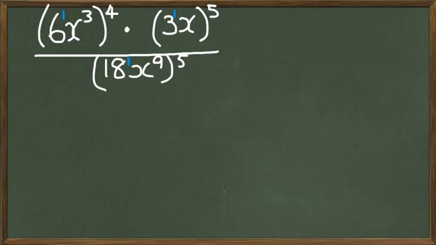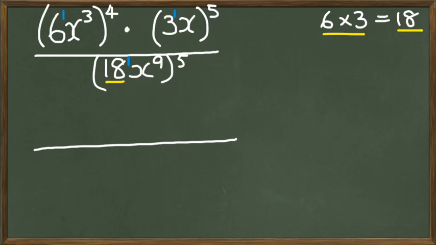And also, if you look at the numerator, you've got a 6 and a 3. And in the denominator, you've got 18. Which means you should know that there is a connection between these three numbers. And the connection is 6 multiplied by 3 is 18. So in other words, you can write 18 as 6 times 3. And that's what we're going to do: replace this 18 with a 6 and a 3. We're going to do the denominator real quickly.